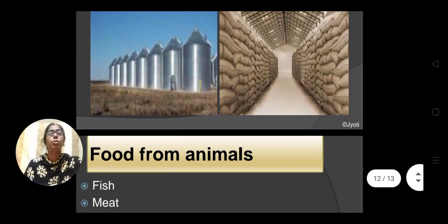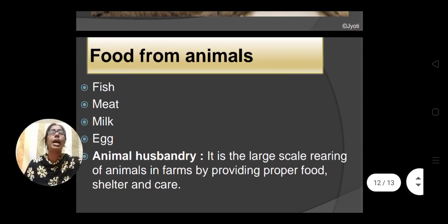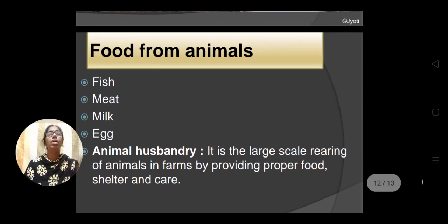Okay, so not only from plants are we getting food. We know that most of us depend upon animals for food. That means we get food from animals also. So what are those foods? Fish, meat, milk, egg. We will not study much about this in this chapter, because it is crop production, not animal food production. But somehow I am going to give you a little bit of an idea about this.